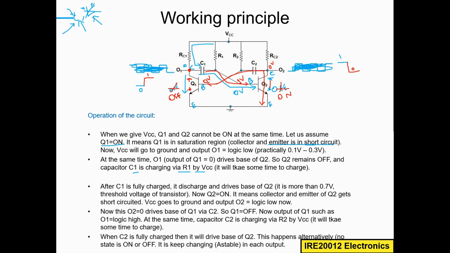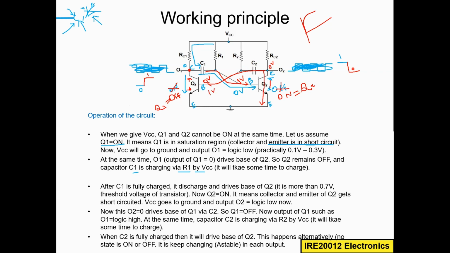At the same time, now this C2 will be charging from this VCC. C2 will first charge slowly, the capacitor. Until it's charging, this position will be maintained. This will be off and this will be on. This is Q2 and this is Q1. Q1 is off. So once this C2 is fully charged, then what will happen? This fully charged capacitor will drive the base of this one, the Q1. Then this will be 1 volt, and then this will drive this.